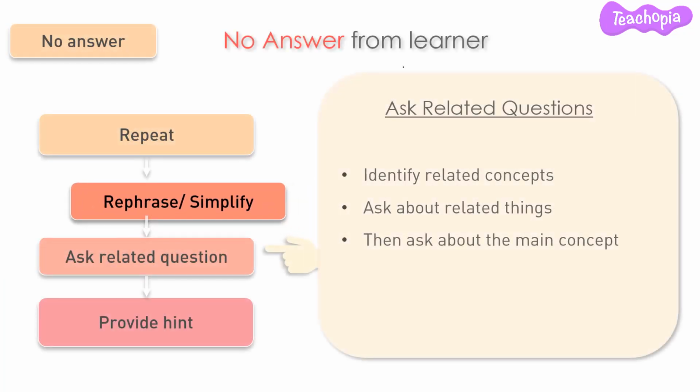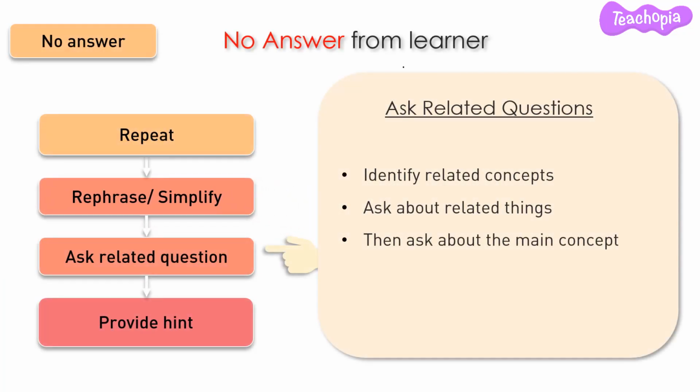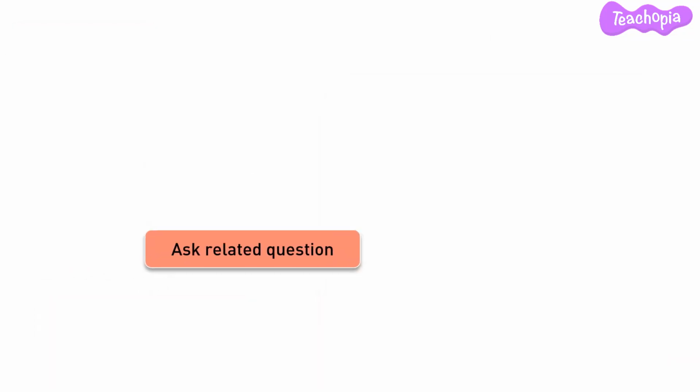So now the child is still not answering. The next thing that you will do is ask related questions. So how do we ask related questions? We identify related concepts. We talk about related things, give the children clues, and then we ask about the main concept.